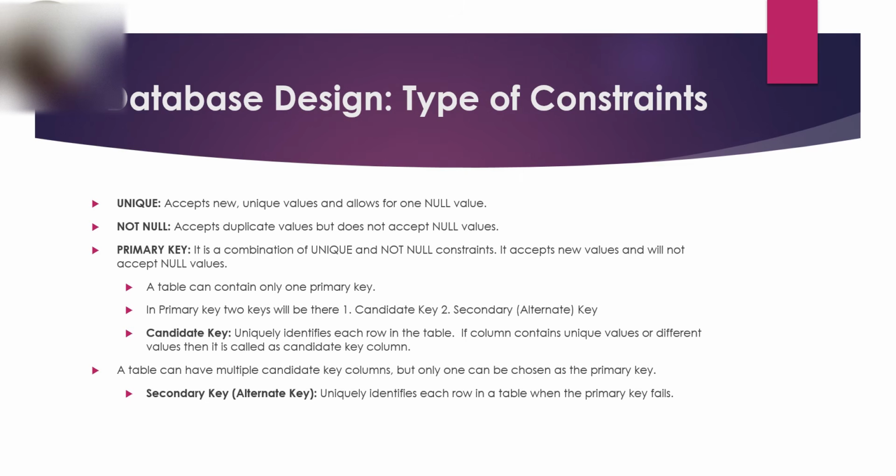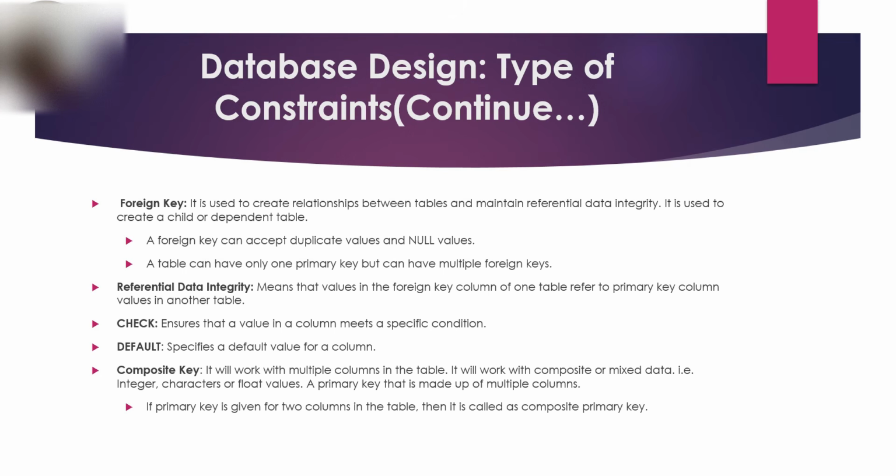Secondary key: it uniquely identifies each row in the table when the primary key fails. The foreign key is used to create the relationship between tables and maintain referential data integrity. It is used to create a child or dependent table.